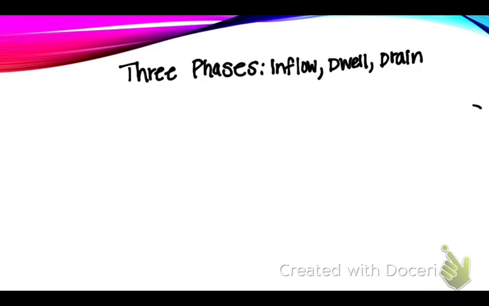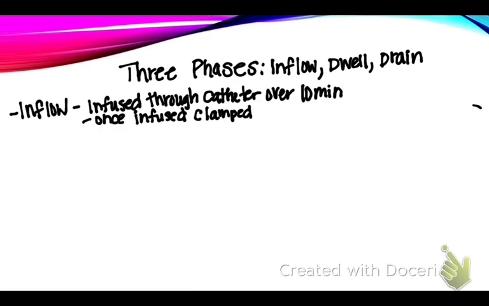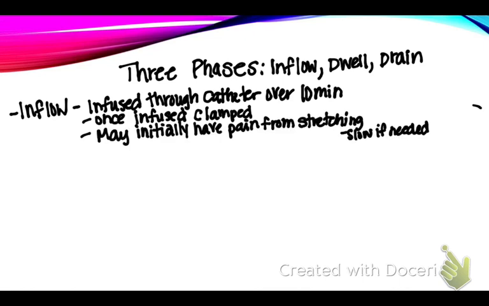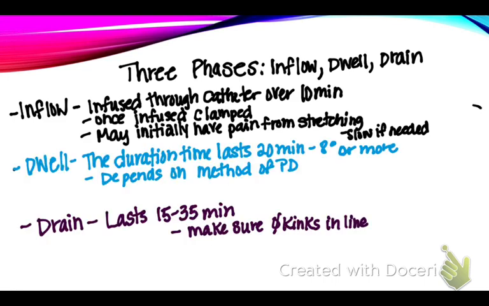So with peritoneal, there are 3 phases: inflow, dwell, and drain. Inflow is infused through the catheter around 10 minutes, and once it infuses, it's clamped off. They can have pain, like I said, so you may have to go a little slower with the infusion if it's painful. Then there's a dwell time. That's how long it stays in the stomach. It can be 20 minutes or it can be 8 hours. There's different ways that this can be done. It just depends on the method. We'll talk a little bit about that.